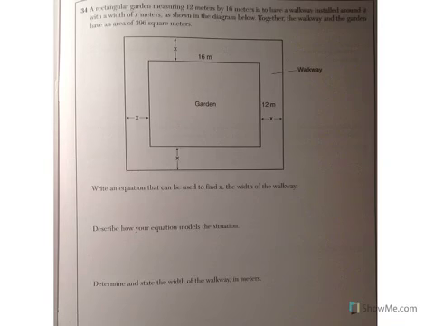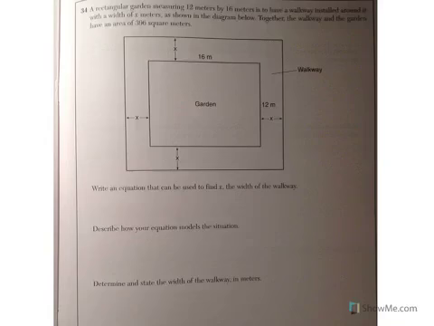Here's 34, and the question reads, a rectangular garden measuring 12 meters by 16 meters is to have a walkway installed around it with a width of x meters as shown in the diagram below. Together, the walkway and the garden have an area of 396 square meters. Okay, so that means the whole entire part is going to equal 396 square meters for the area. Write an equation that can be used to find x, the width of the walkway.